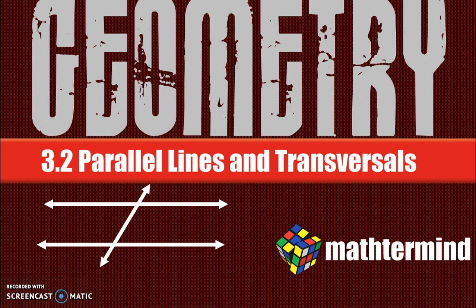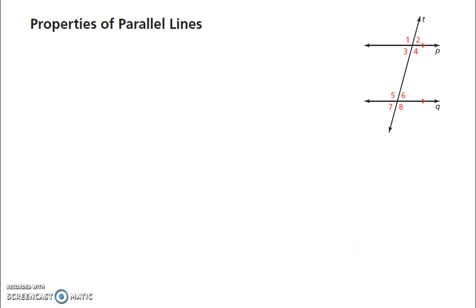Chapter 3, Section 2, parallel lines and transversals. Okay, let's look at a few properties of parallel lines. Here we have parallel lines, and the transversal cuts through them. Notice we have a bunch of angles numbered.